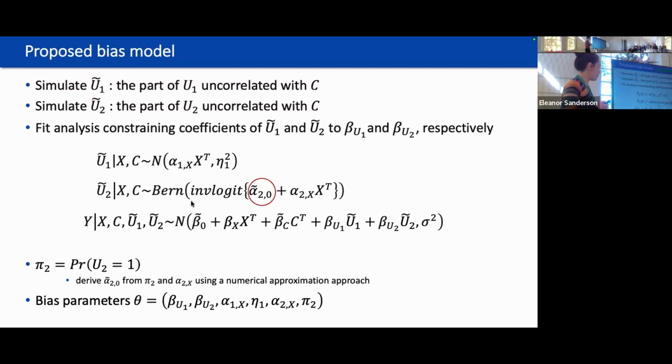And so our bias parameters are going to be the coefficients of the proxy variables U1 and U2 in the analysis of interest, the coefficients of X to simulate U1 and U2, and a prevalence term and a residual variance term.